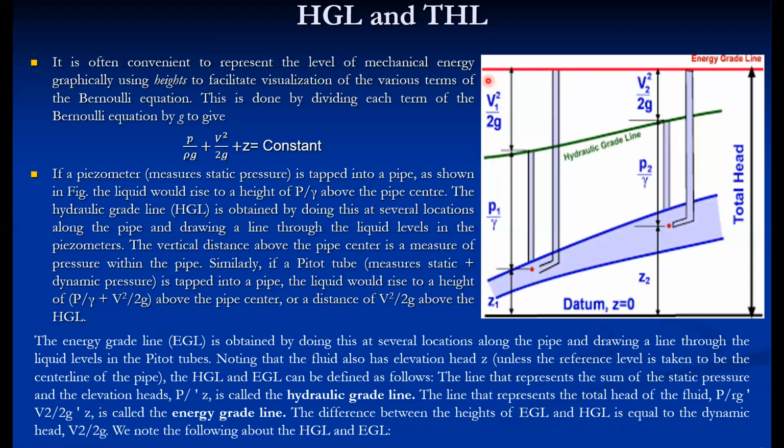Drawing a line through the liquid levels in the pitot tube gives the energy gradient line. Drawing a line through the liquid level in the piezometer is called the hydraulic gradient. Or in other words, the line joining the total head at various locations in the pipe is called the total energy line, or energy gradient line, or total head line.